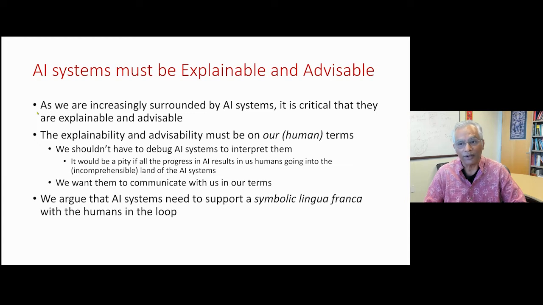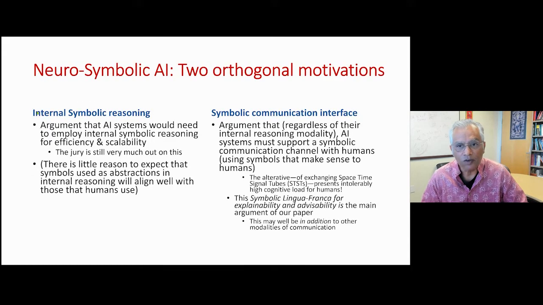And what we'll try to do is explain what such an interface would look like and what the challenges are in making that happen. As soon as I said the word symbols, you might start thinking about the current interest in neuro-symbolic systems. And I want to upfront separate two orthogonal motivations for neurosymbolic AI and point out that our motivation is the second of them.